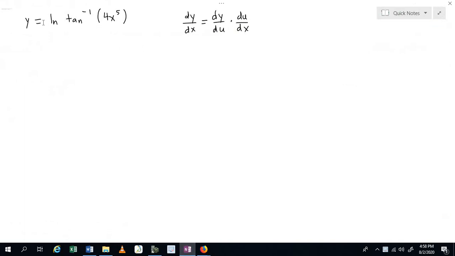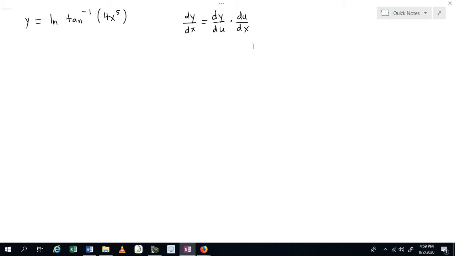Now, if we're going to find this derivative with respect to x, dy dx, we're going to have to use the chain rule to do this. That's because this function is a composition of several functions, and anytime you take the derivative of a composition of functions, you need to use the chain rule. One form of the chain rule says that dy dx, the derivative of y with respect to x, is the same as the derivative of y with respect to u times the derivative of u with respect to x.